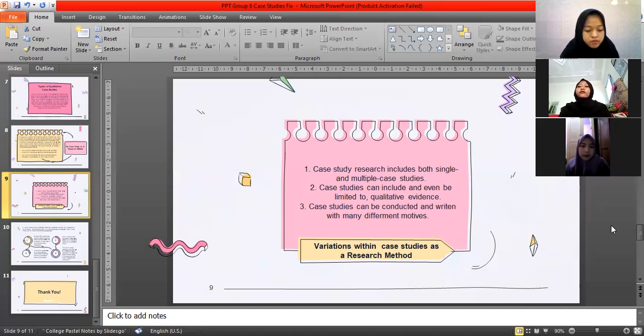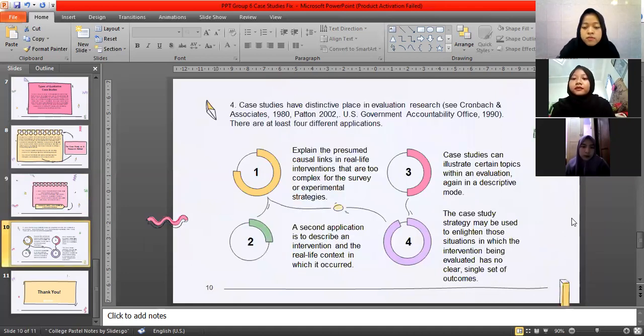These motives vary from the simple presentation of individual cases to the desire to arrive at broad generalizations based on case study evidence, but without presenting any of the individual case studies separately. And the last is case studies have a distinctive place in evaluation research.